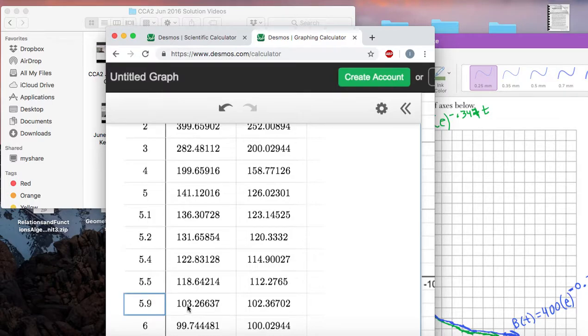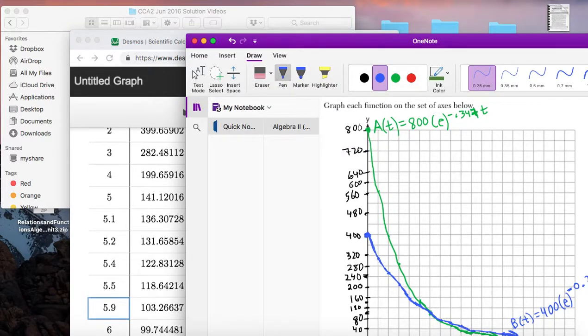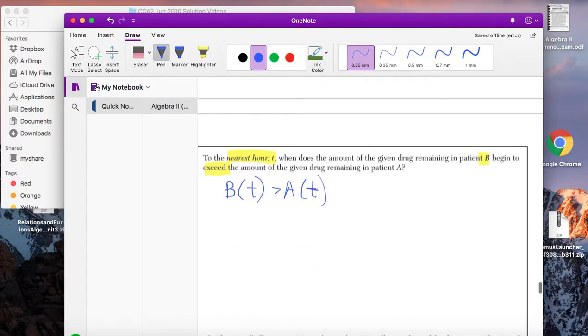And at 5.9, guys, a of x is still higher. So it's between 5.9 and 6 when b of x is higher than a of x for the first time. So it has to be 6 hours. We didn't have to show any work. Basically, the graph says it all. It's 6 hours. So we're going to say about, after, approximately.